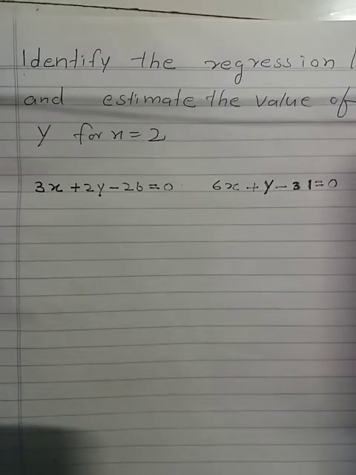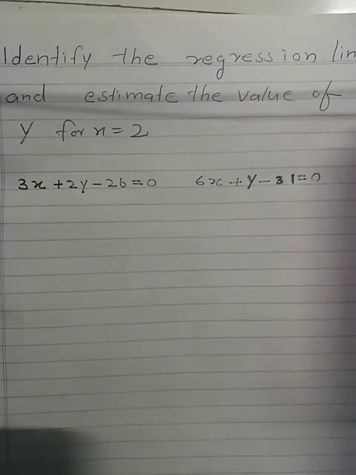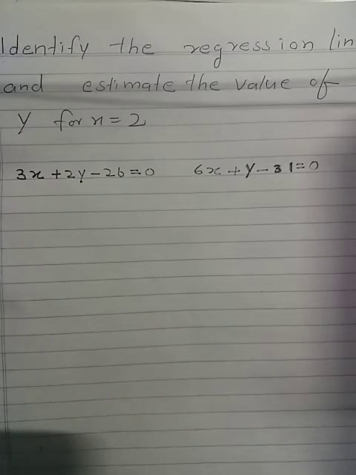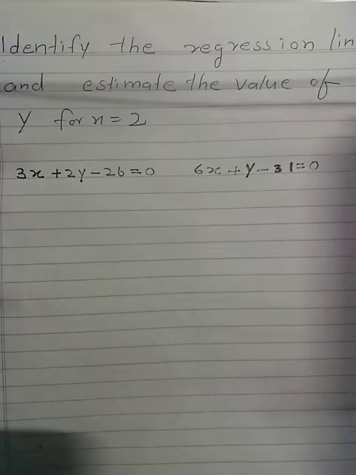Identify the regression lines and estimate the value of y for x equal to 2. Two lines are given. You have to identify the regression lines, that is, which one is line of x on y, which one is line of y on x. Once you identify the regression lines, we have to calculate the value of y for x equal to 2.